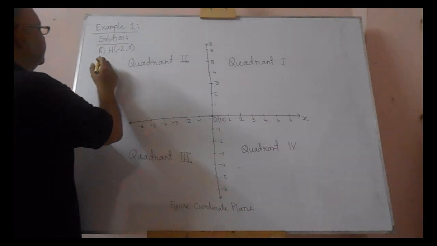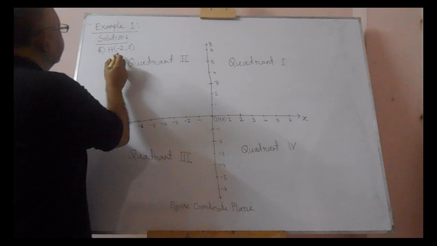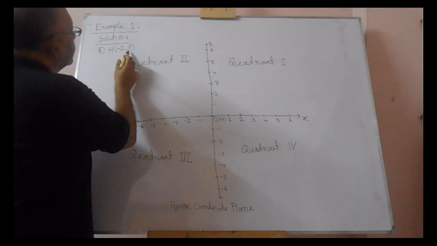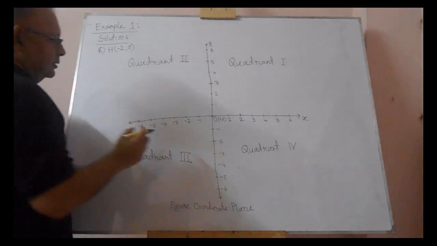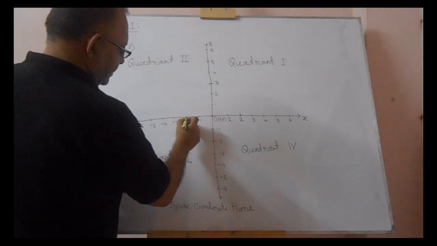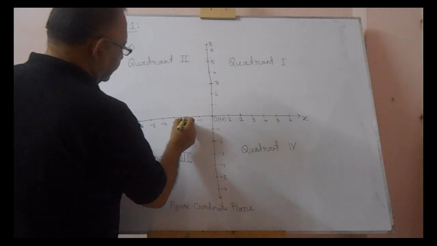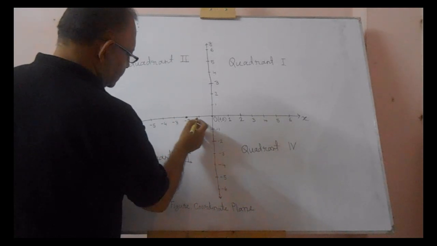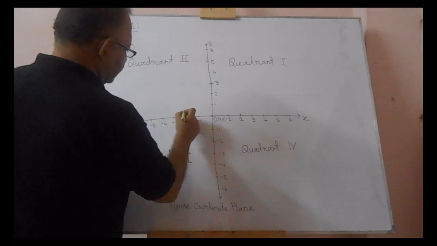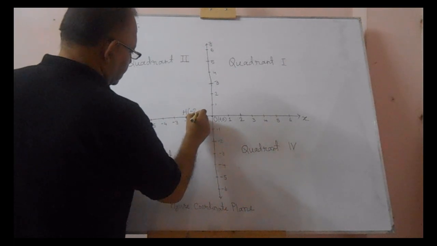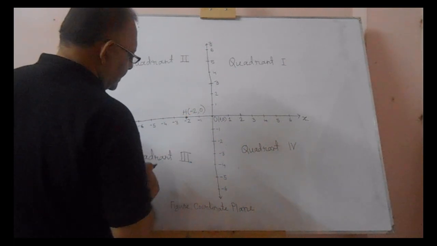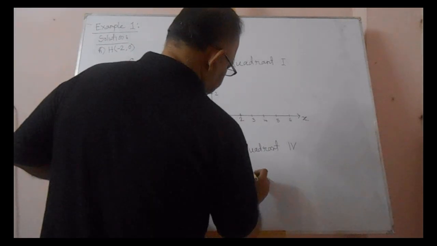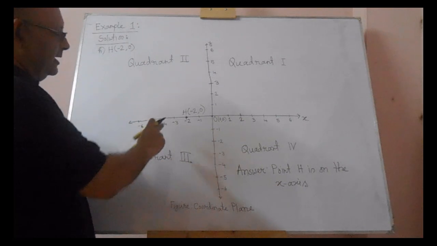This is part H and the point is H. It has x coordinate of -2 and y coordinate of 0. So -2 of x coordinate is here and the y coordinate is 0 in this point. So this should be point H. -2, 0. So we can write the answer. Point H is on the x-axis.